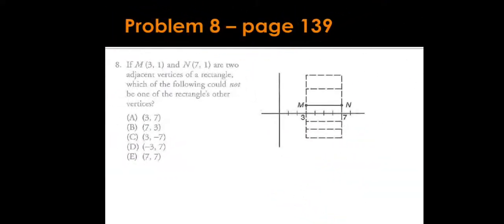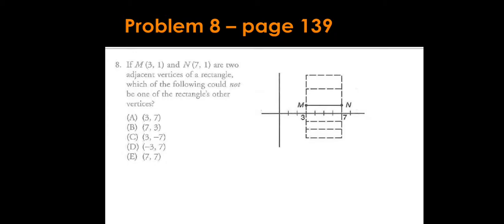Okay, question number 8. It says there are 2 points, M(3, 1) and N(7, 1). When we are given 2 points, the first thing we look at is whether they have the same x coordinate or the same y coordinate. If they have the same x coordinate, then they are related vertically. If they have the same y coordinate, then they are related horizontally. They said M and N are two adjacent vertices of a rectangle. Which of the following could be one of the rectangle's other vertices?